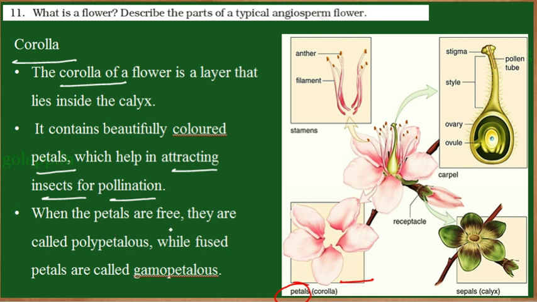Here also the petals will be either in multiples of 5, 3 or 4. When the petals are more and if they are free, it is called polypetalous, and when the petals are more and if it is fused, it is called gamopetalous. Gamopetalous when it is fused, polypetalous when it is free. So corolla, its another name is petals. They are colorful. They help in attracting insects for pollination, and they are present in the second layer. The outermost layer is calyx, and inside the calyx we can find corolla.